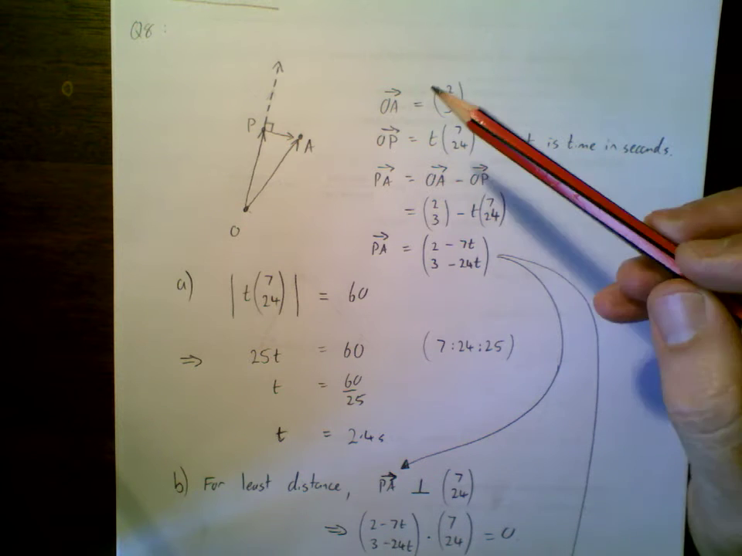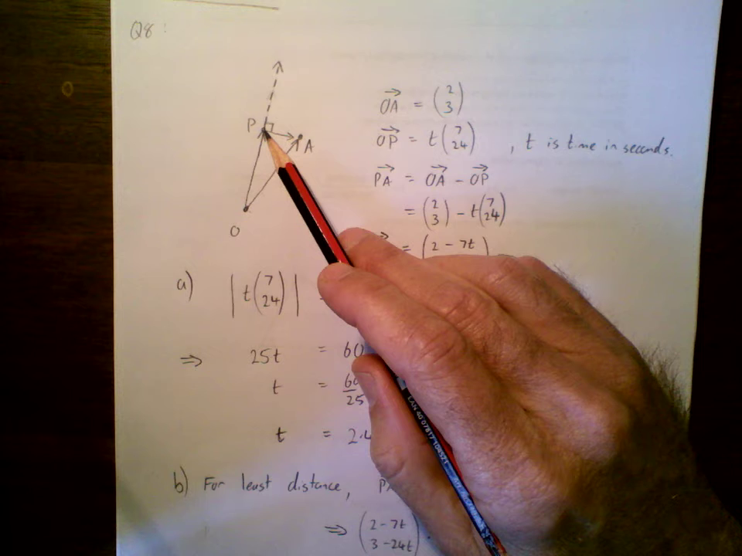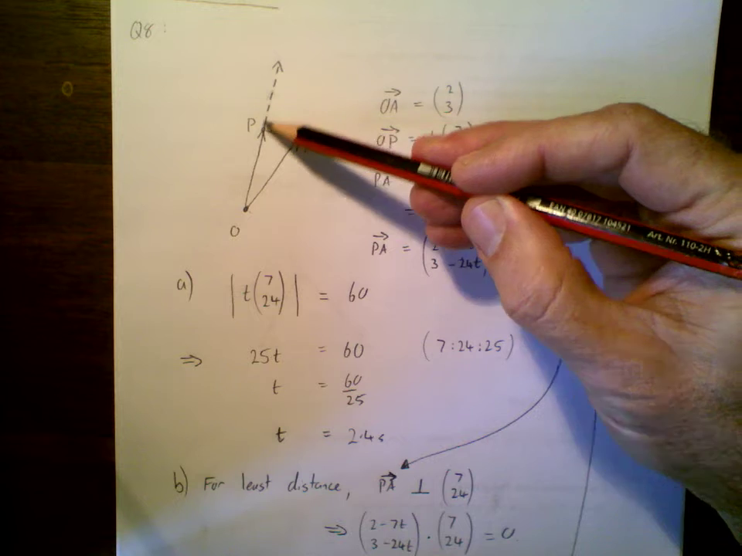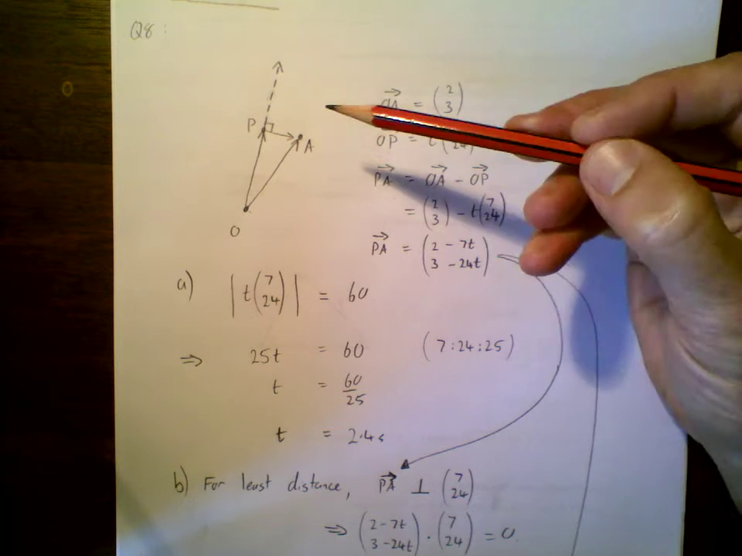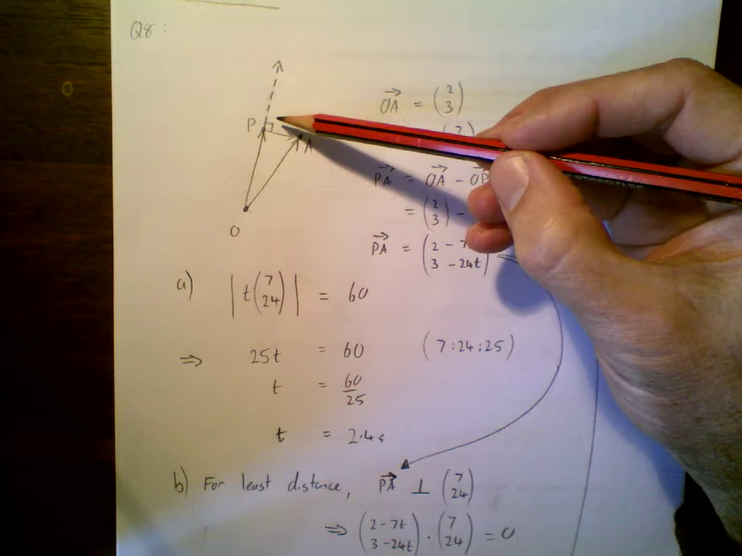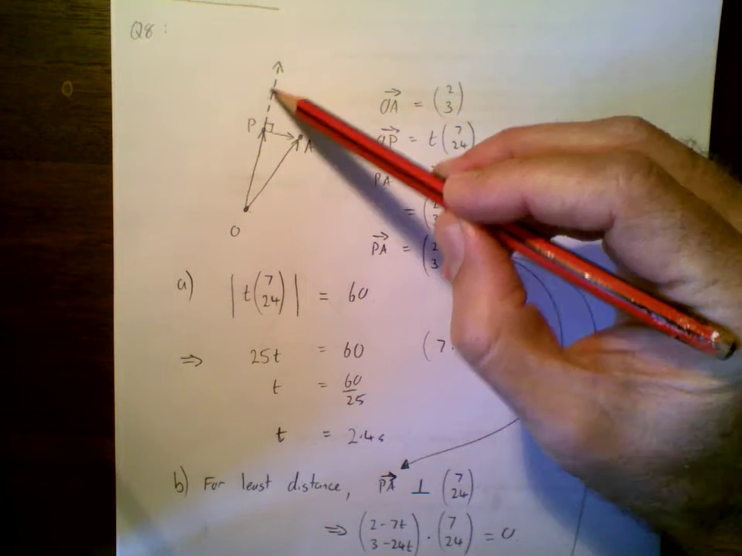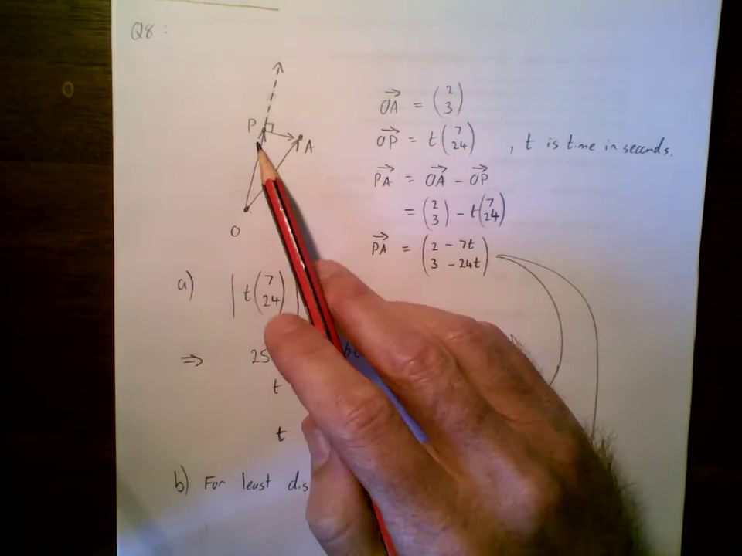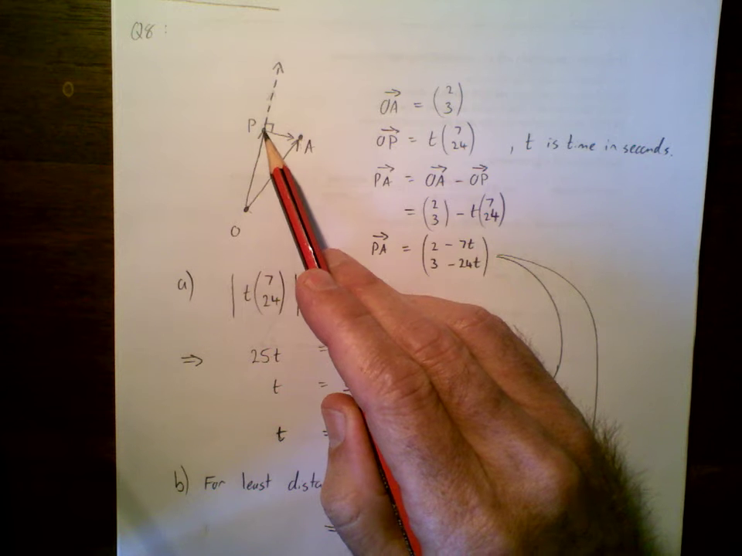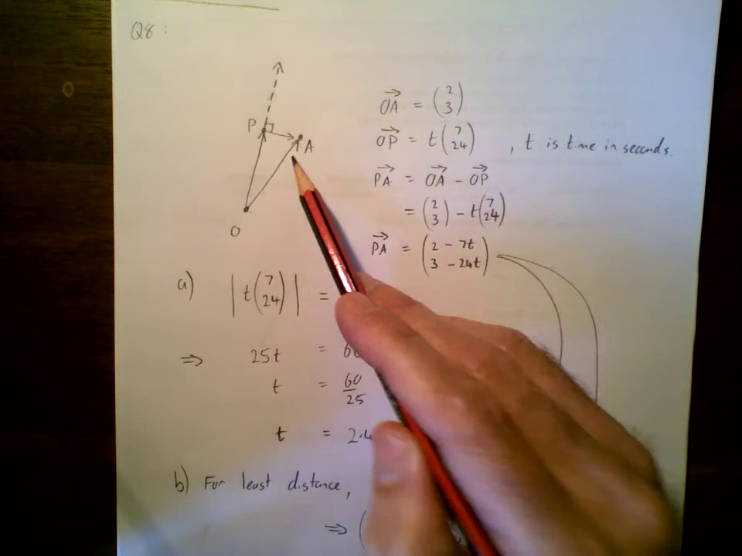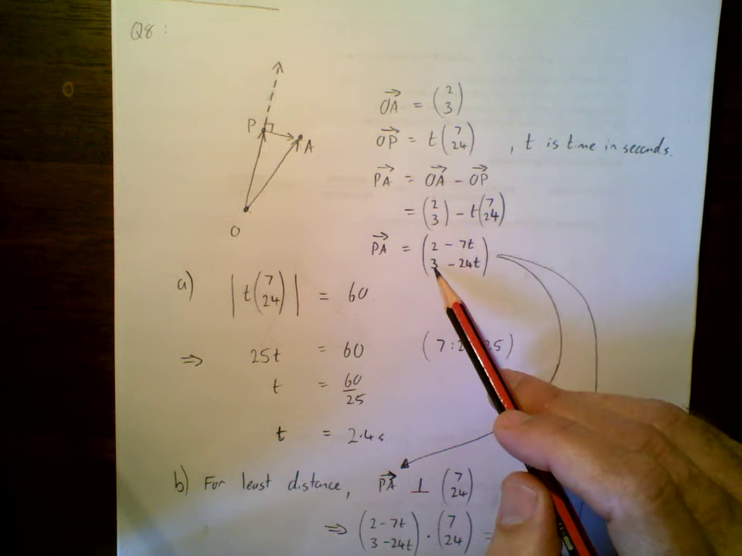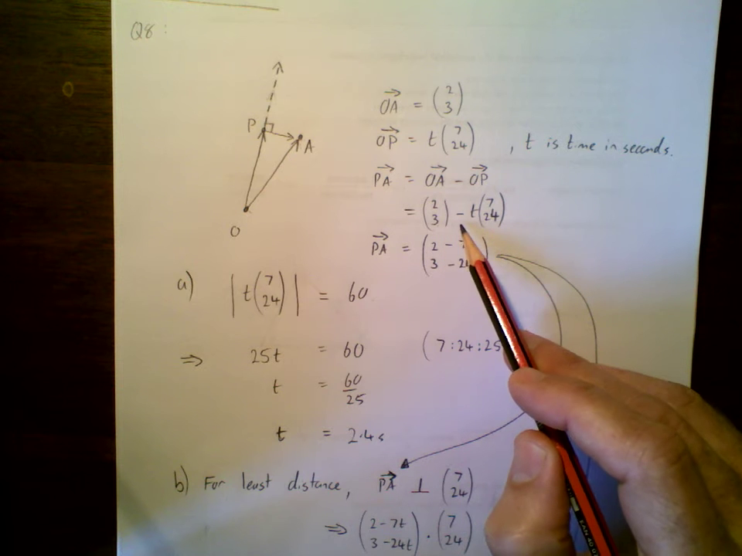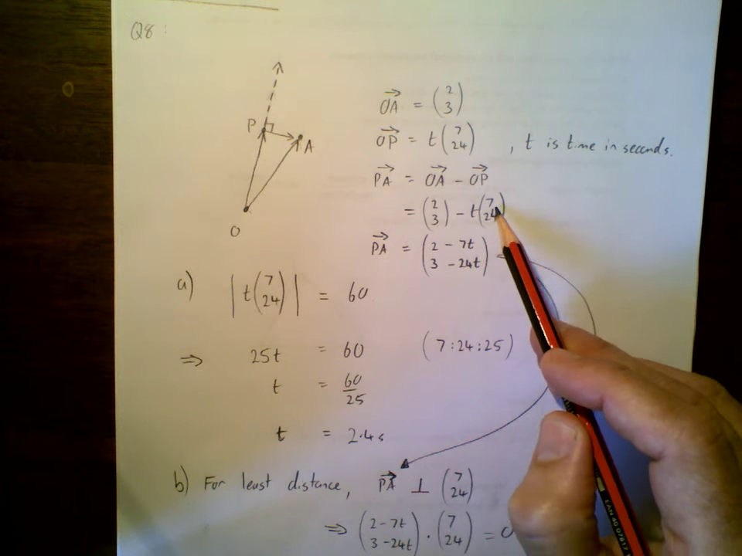Now, as part of the question, what we're required to find is the minimum distance that the cricket ball comes from the player at A. So as it moves along this path, what's the closest distance the ball is to player A? That closest distance will actually be when the path is at right angles to the vector between P and A. So we can define this vector PA as negative OP plus OA. And we can express that vector as vector OA, 2i plus 3j, take away t times 7i plus 24j.